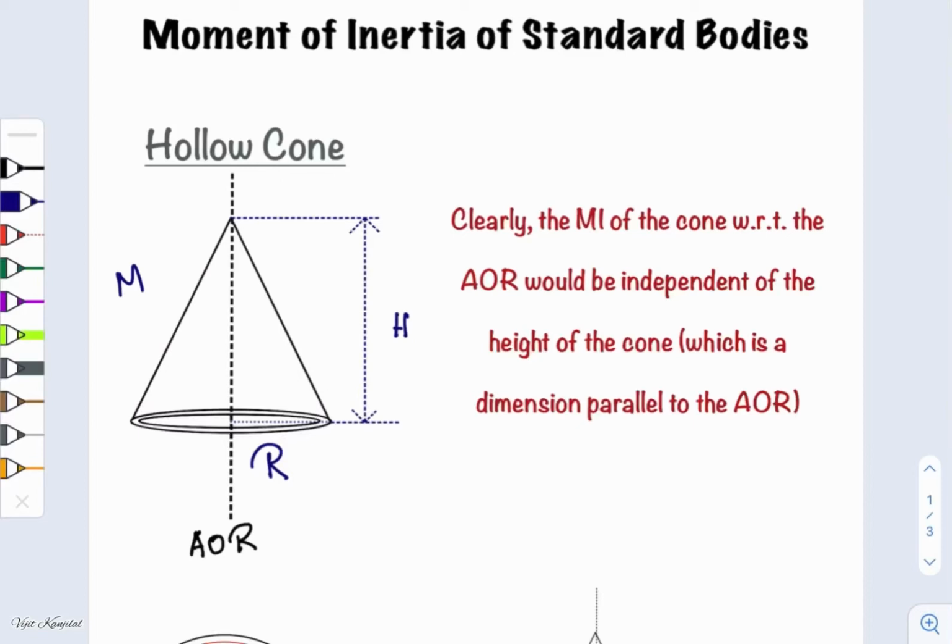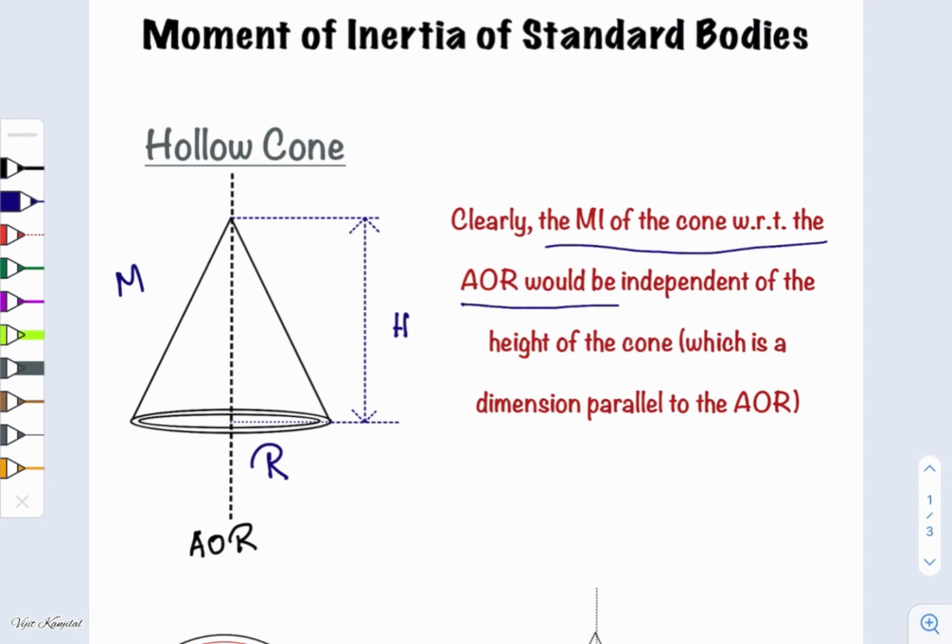So now we are going to see the moment of inertia of a hollow cone. Here we are given a hollow cone of mass m, radius r and height h, and we wish to calculate the moment of inertia of this hollow cone with respect to an axis which is passing through the center of the cone.